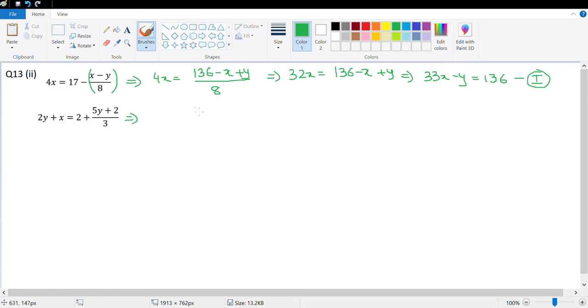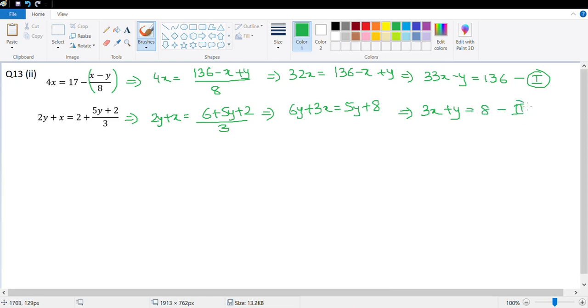Similarly, let's take the LCM of the right hand side here. 2y plus x is equal to 6 plus 5y plus 2 upon 3. Yes, 6 plus 5y plus 2 upon 3, the LCM is 3. This gives me 6y plus 3x is equal to 5y plus 8. Let's bring 5y on this side. So we have 3x plus y, yes, 6y minus 5y, that's y, is equal to 8.